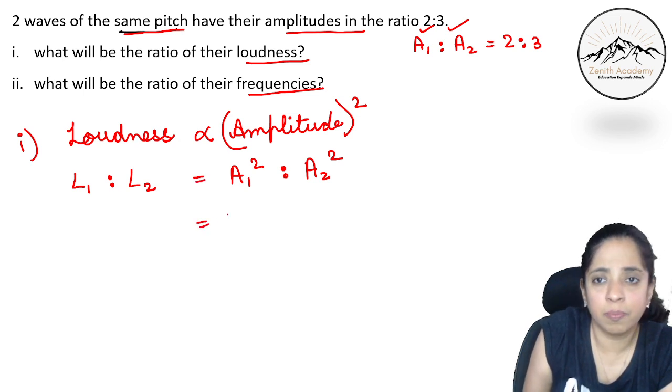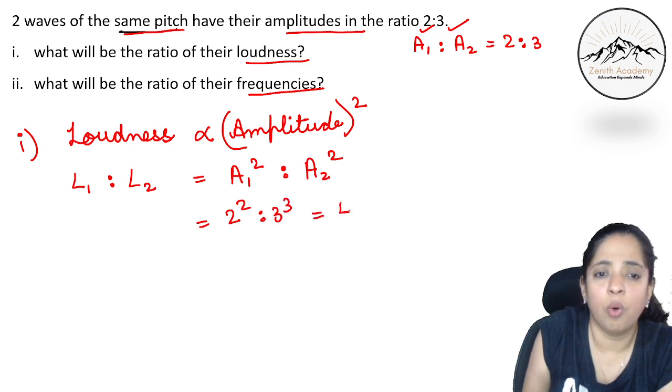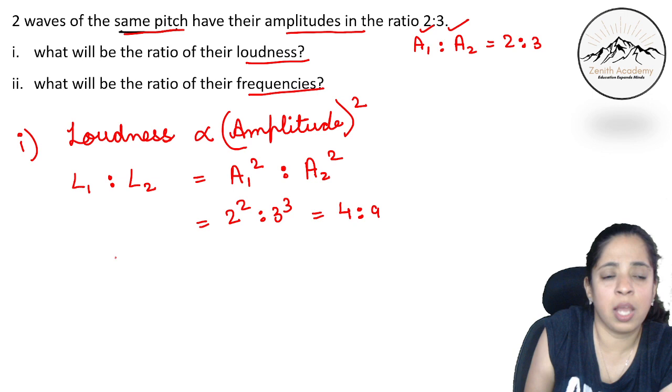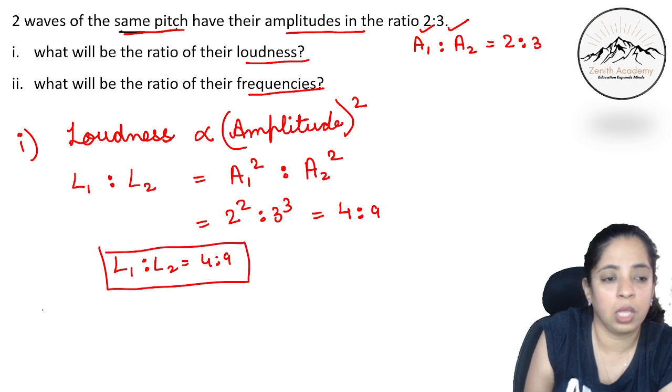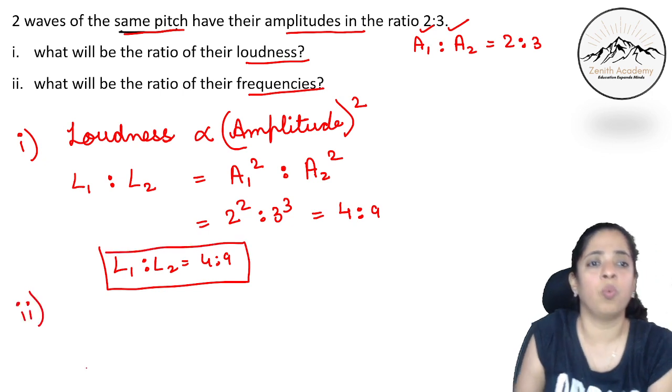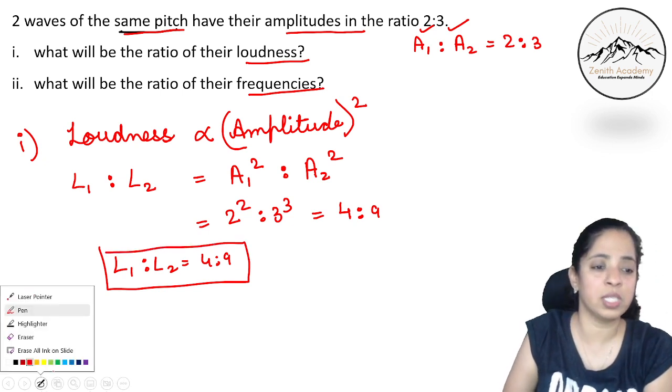So it will be 2 square is to 3 square, that is 4:9. So L1 is to L2 is equal to 4:9. This is the first one. Okay. Now for the second one, what will be the ratio of the frequencies?